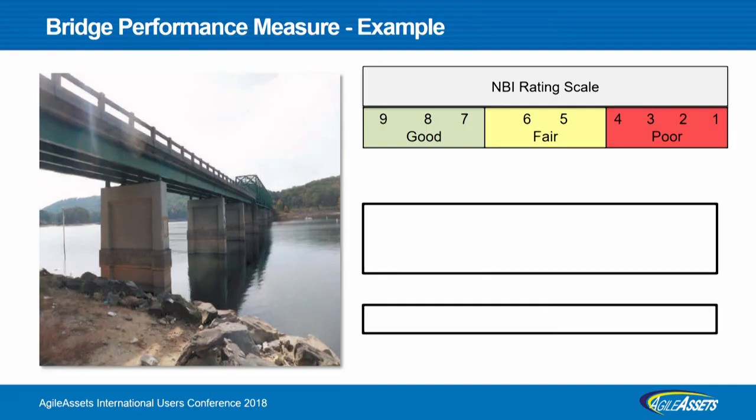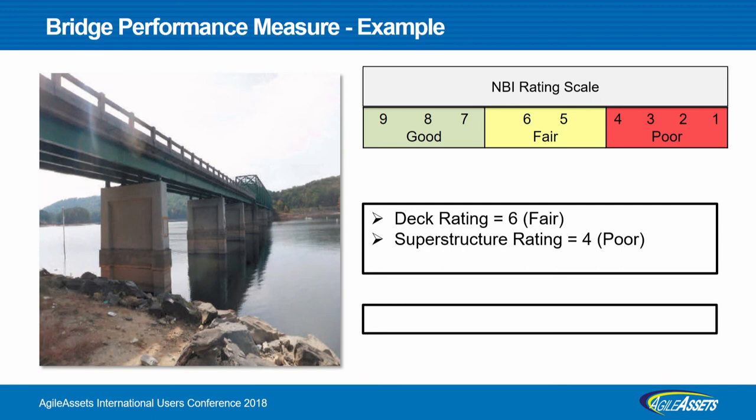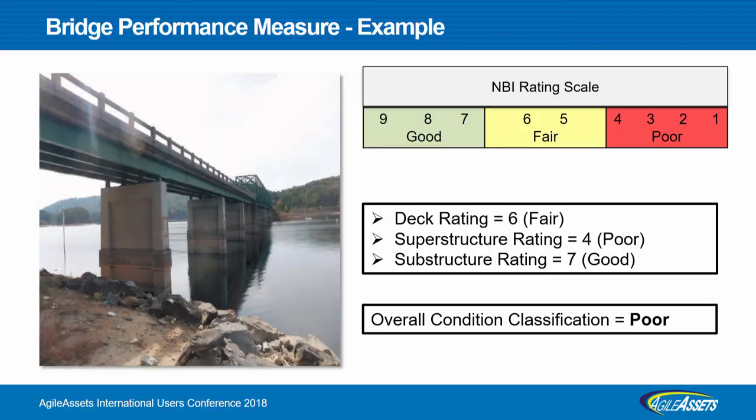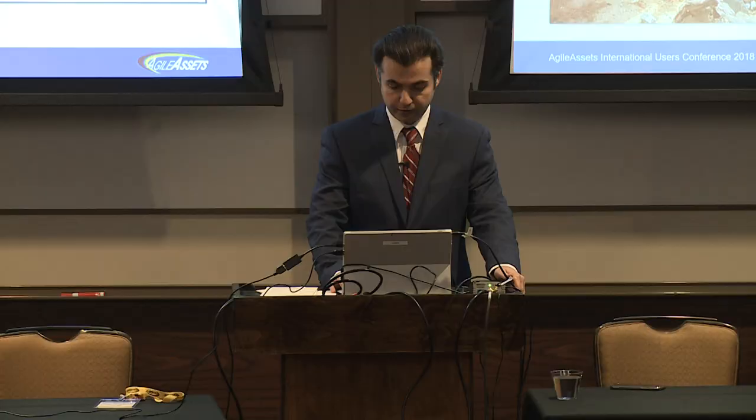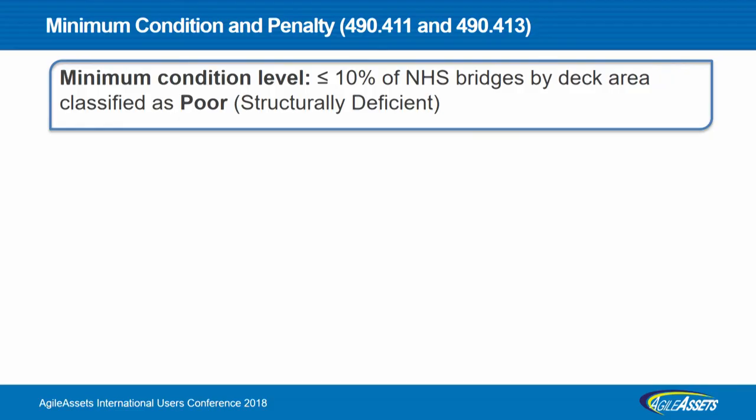The overall bridge classification goes with the lowest or worst classification of those three components. So for example, if you have a bridge where the deck rating is 6, considered fair, superstructure 4, which is poor, and substructure 7, the overall classification will be poor, which goes with the worst one. So regardless of what you set as a target, you need to maintain a minimum condition as specified in MAP 21, and carried over to the FAST Act, same thing.